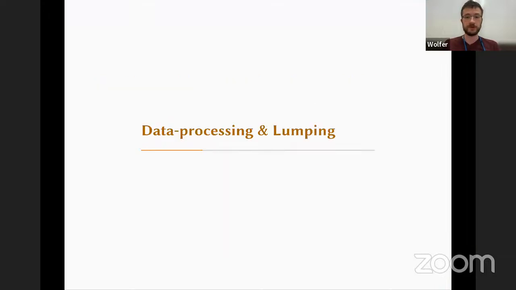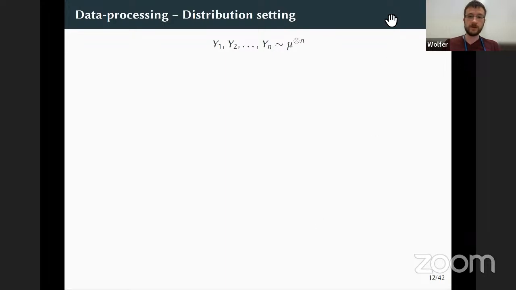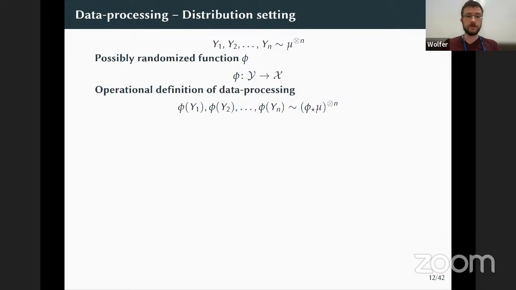Now let's move to data processing. And go back to the distribution setting first and consider a sequence of n observations sampled IID from some distribution mu. And we also consider a randomized function phi, which targets a different space, X. The operational definition of data processing says that we'll apply phi on each of these independent observations. And we will recover another process, which will also be IID, and sampled from the image of mu under this mapping phi.